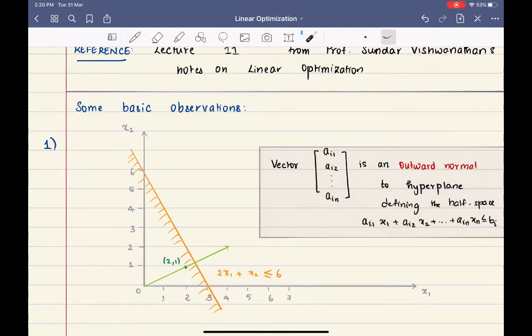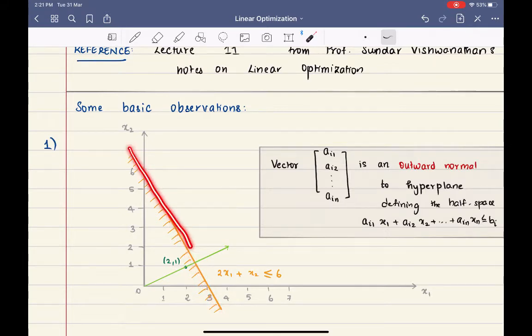It comes from the coefficients of this hyperplane. So this is 2, 1, and this is the vector 2, 1, I mean the direction 2, 1. Now notice that this vector is a normal to this hyperplane.